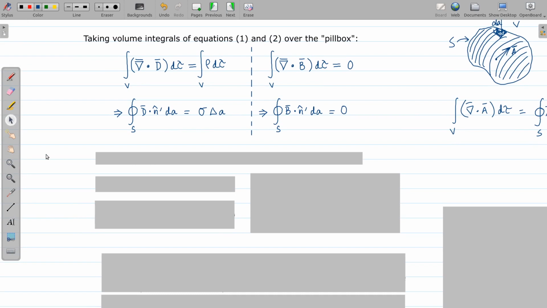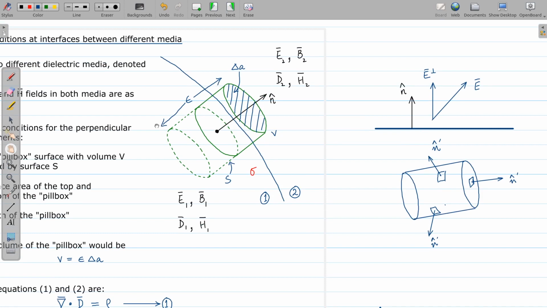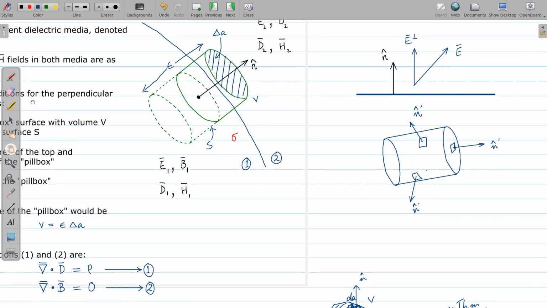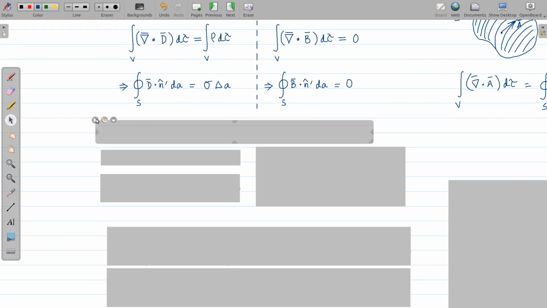Then, because I'm trying to make this surface as small as possible, I have to make this epsilon tend towards 0. Then both the surfaces will tend towards the interface itself. We have to see what will happen to these two integrals in the limit as epsilon tends to 0.